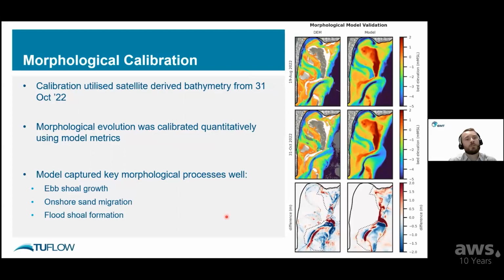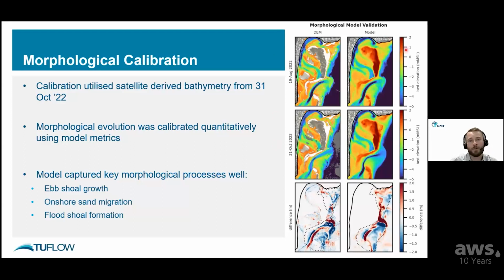So moving on to talk about the morphological model more and the calibration. As we said, we had a second satellite-derived bathymetry dataset about a couple of months after the first one. You can see the two of them here: the top row is our starting satellite-derived bathymetry dataset, and the second row shows the one we received a couple of months later. And this is how we validated our model.